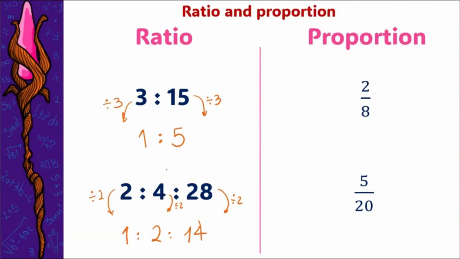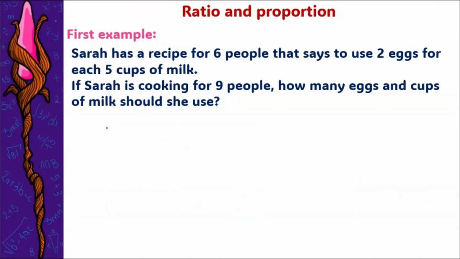The proportion, since it's a fraction, of course, we can simplify it too. We could divide, for example, by 2, and 1 out of 4, 1/4, is the same as a proportion of 2/8. In this one, we could divide by 5 to get 1/4. So notice these two proportions are actually equivalent. Now let's check how to apply this in some examples.